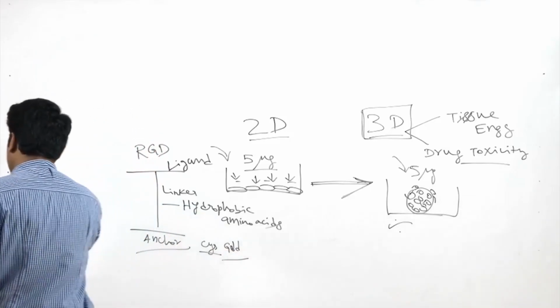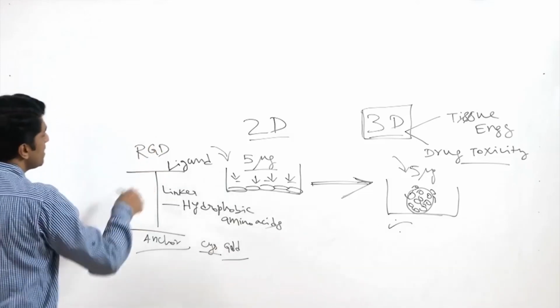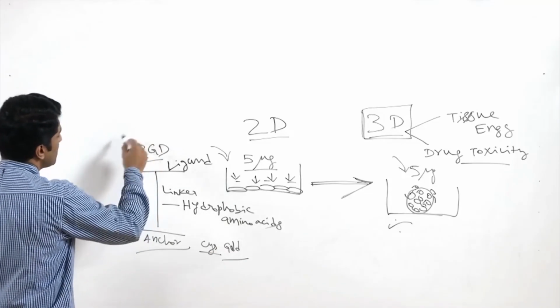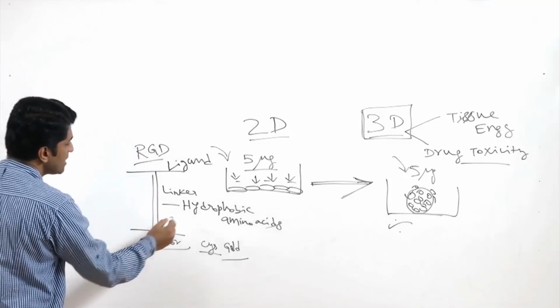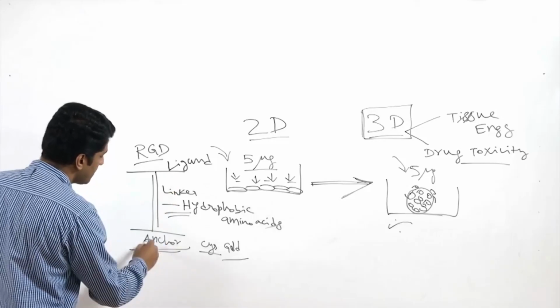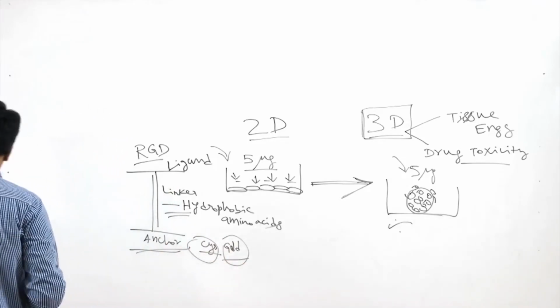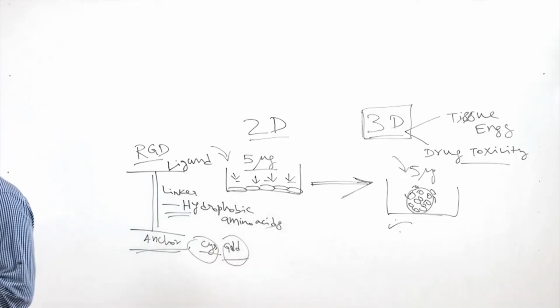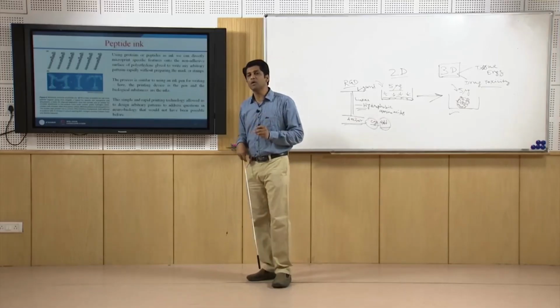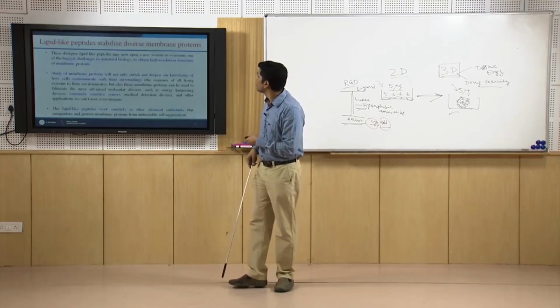So this peptide ink contains 3 regions. The first one is ligand, that is RGD, which is useful for cell attachment, okay, and the linker, that is made up of mainly hydrophobic amino acids, and the anchor which is holding this peptide ink, that is made up of cysteine in case of gold surfaces, okay. I hope you understood what a peptide ink is and what the components of the peptide ink are. So let us move on to the other applications.